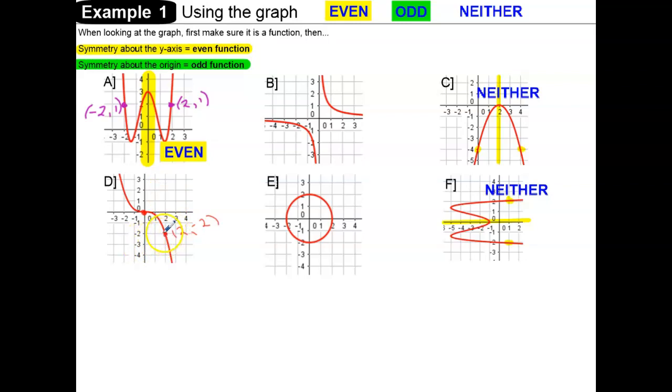So if I reflect in the x-axis, that would bring me up here to positive 2, 2, and then reflect that point over the y-axis, and I end up here at the point -2, 2, which is on this graph. So there's my points x and y, which both the x and the y change signs to get the corresponding point. And that is rotational symmetry about the origin, so D would be an odd function.